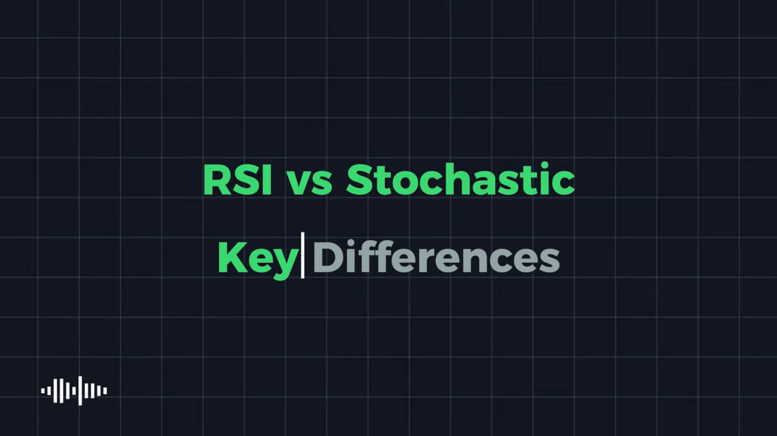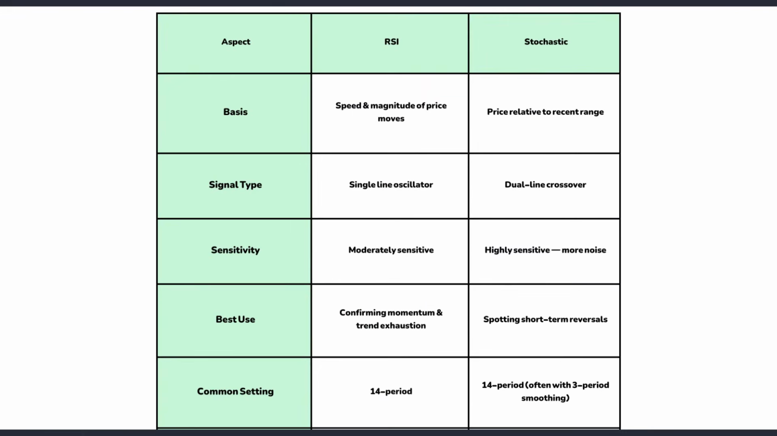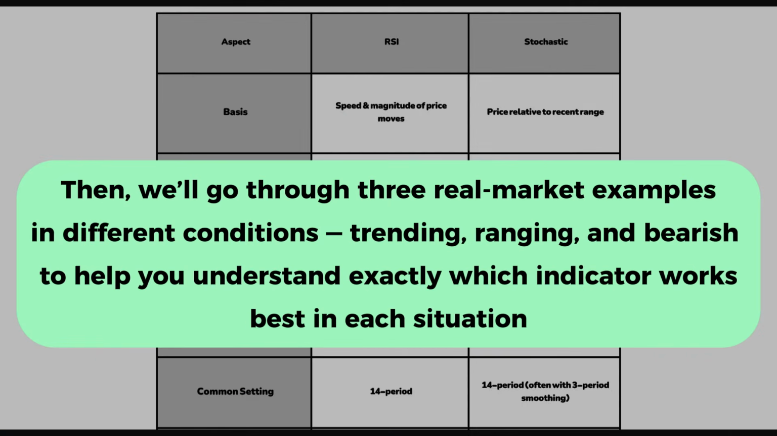RSI versus stochastic, key differences. Now let's summarize the key differences between RSI and the stochastic oscillator in a quick table. Then, we'll go through 3 real market examples in different conditions, trending, ranging, and bearish, to help you understand exactly which indicator works best in each situation.